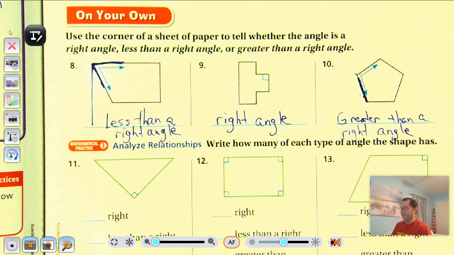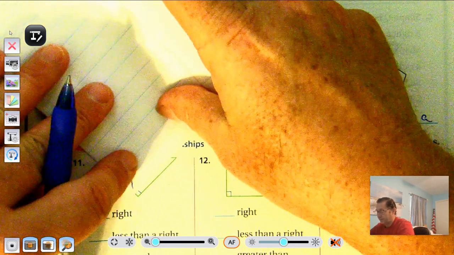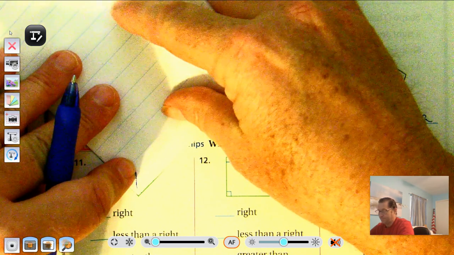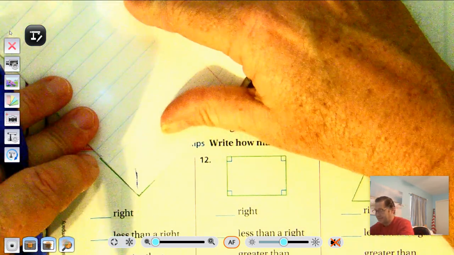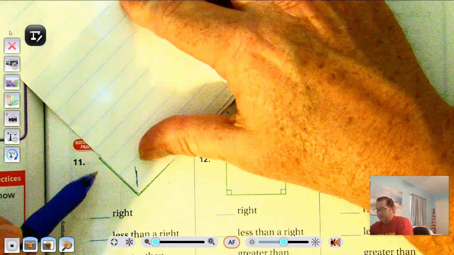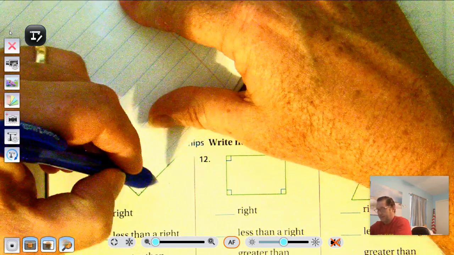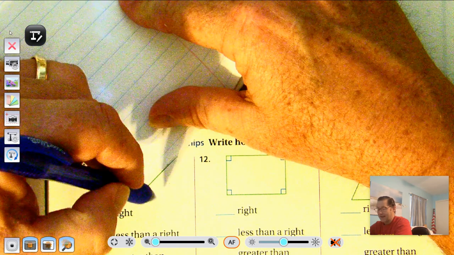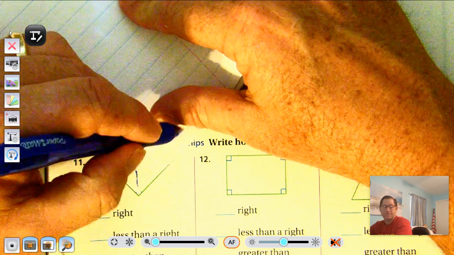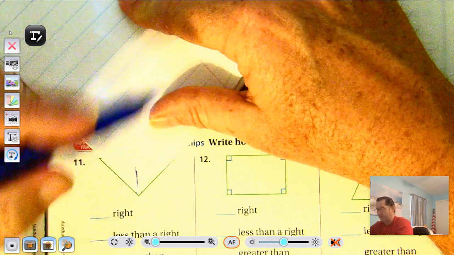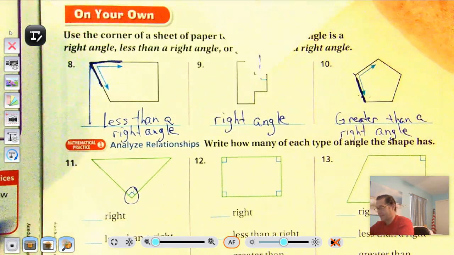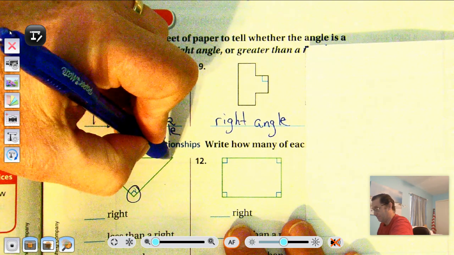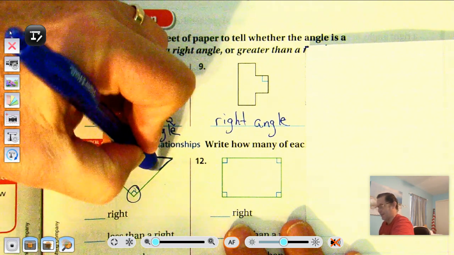Okay, number 11. How many types of each? Okay, well, let's start with the bottom one. Okay, I can see both sides, both line segments along the edge of my paper. So that's a right angle. And they just tell me that already. So now how about this one? What is the measure of that angle?